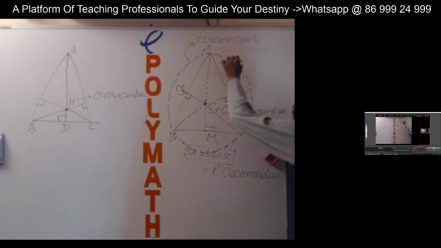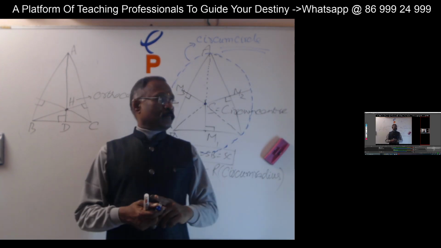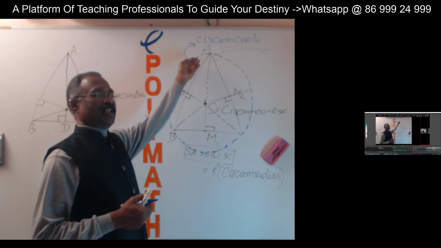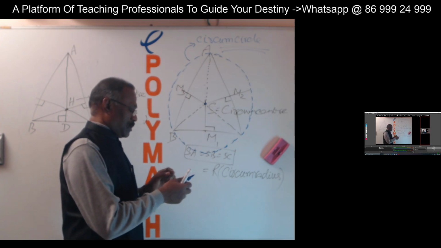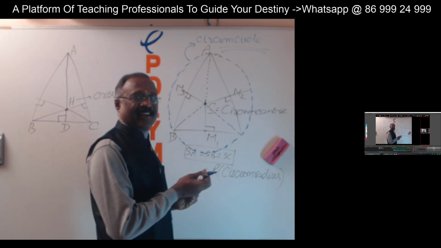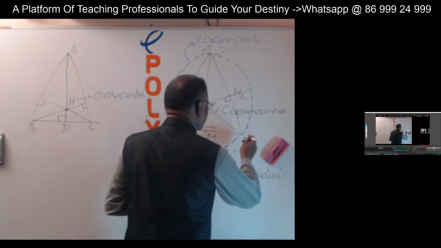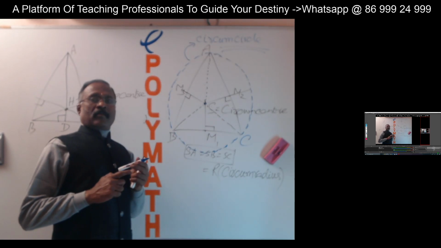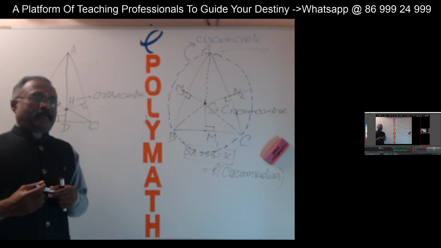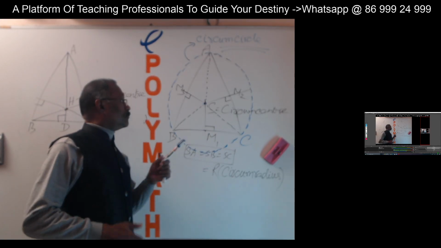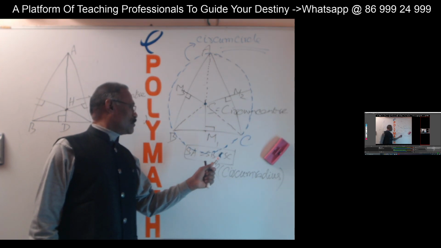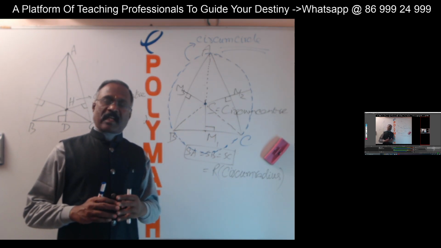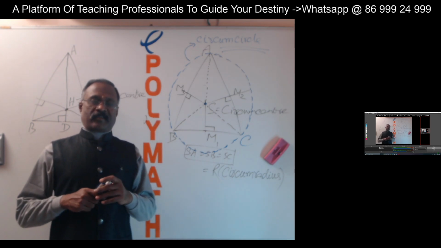The circle which is surrounding the triangle, passing through all the three vertices A, B, C, is said to be the circumcircle. Find the difference here: always in the circumcircle, the vertices are equidistant from the circumcenter. SA is equal to SB is equal to SC. It is denoted by capital R, which is nothing but the circumradius.